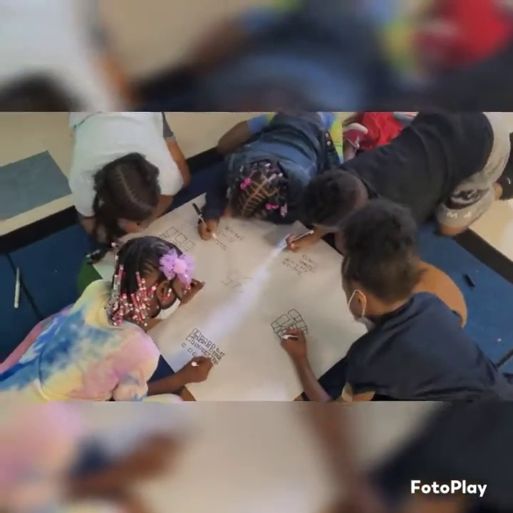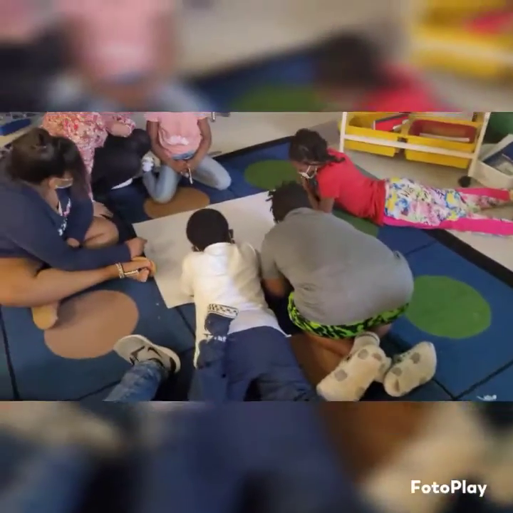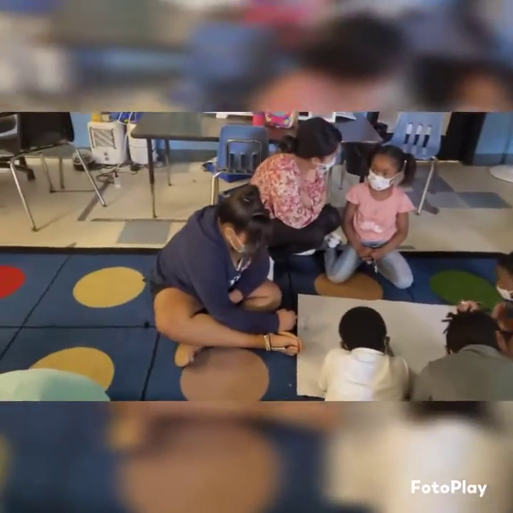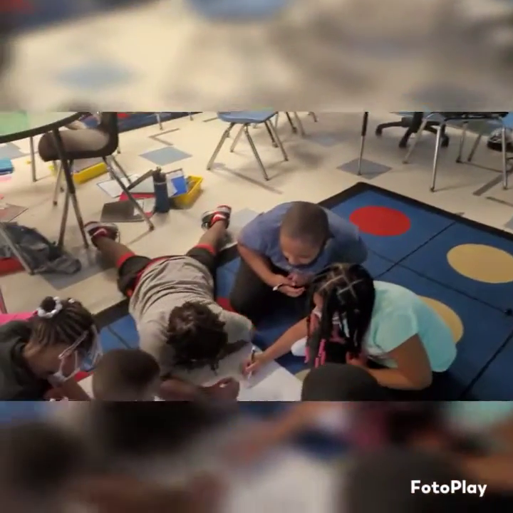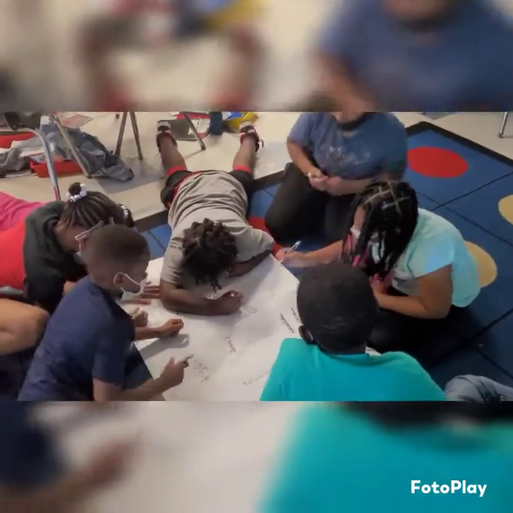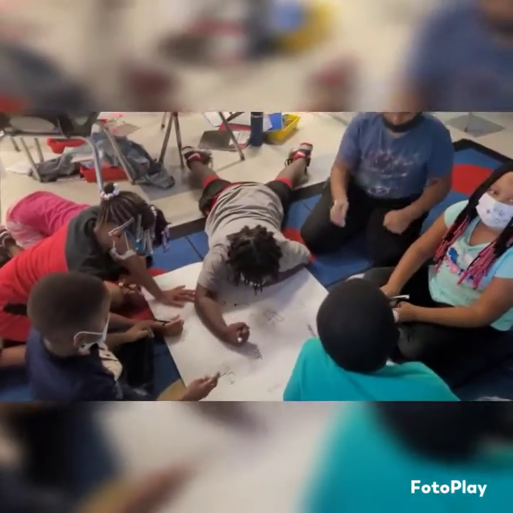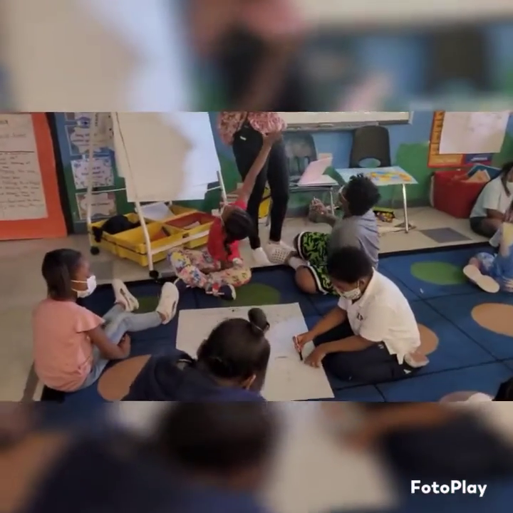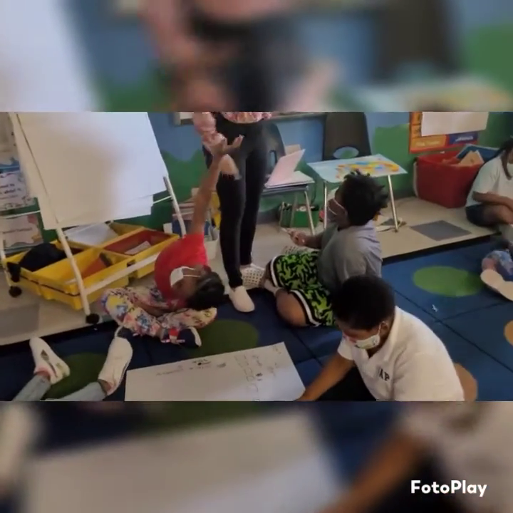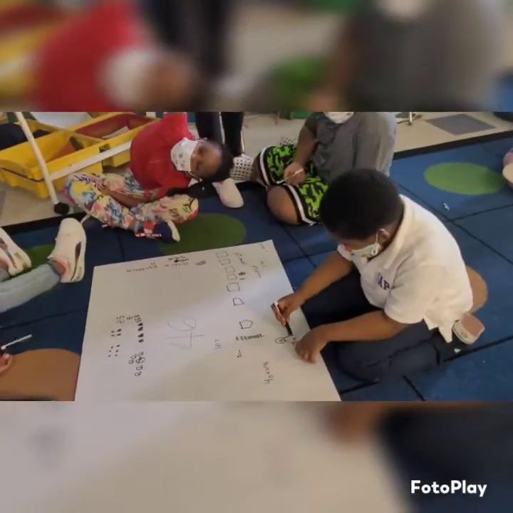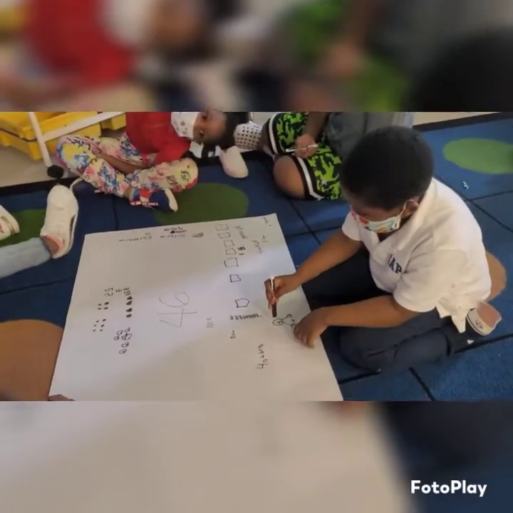So 3 plus 4 is 10 to 20. Wait, how do you make 46? How can you make 46? What two numbers can we put together to make 46? 50 minus 40. I did 6 plus 40 equals 46.